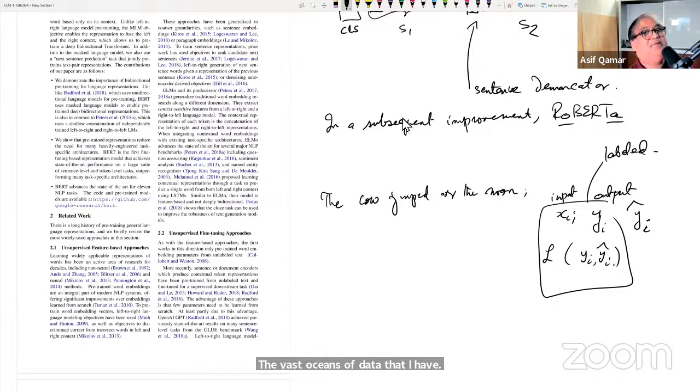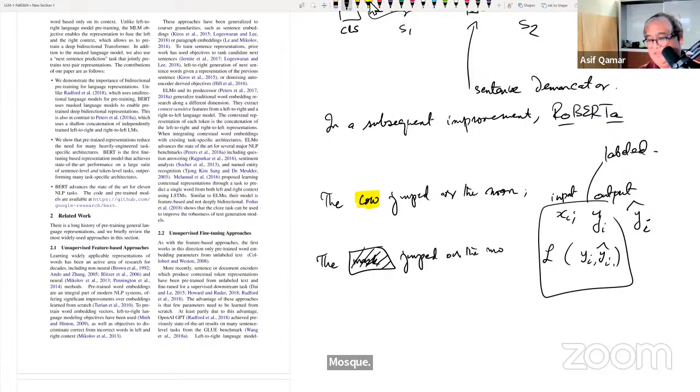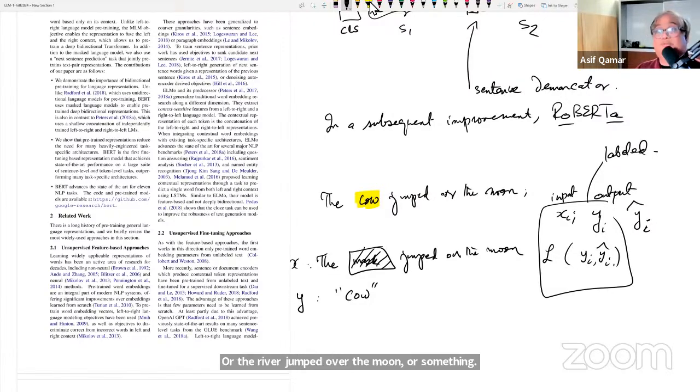right? And they had the simplest and the cleverest of ideas. What they said is, we'll play hide and seek. What we'll do is, we are going to mask one word, right? And what we will give it as input is: the mask jumped over the moon. So this is my X, right? And my Y is, this machine somehow needs to produce the word, guess the word cow, right? So it shouldn't say the calculator jumped over the moon, or the river jumped over the moon, or something silly. It should say the cow jumped over the moon, right?